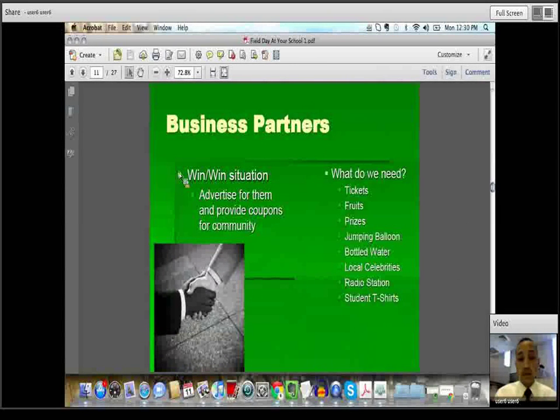The business partners can help with the resources and equipment, and what can happen is that the school can advertise for the business while the business provides some of the resources and equipment that you might need for the field day. It's important to ensure you know what you need.